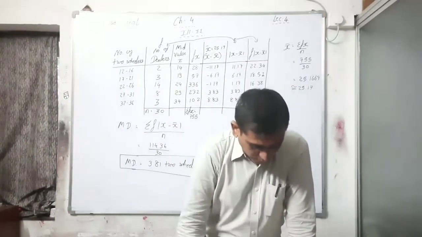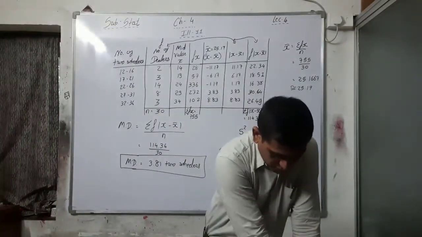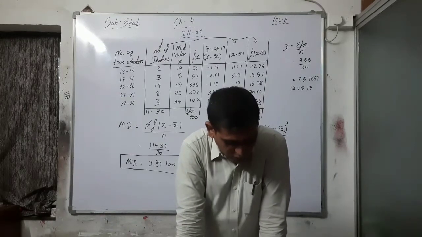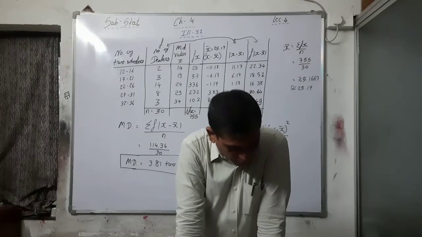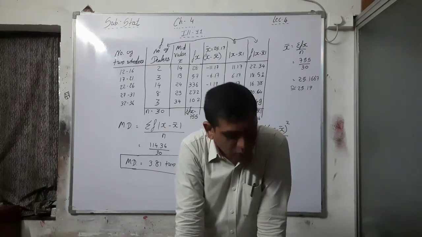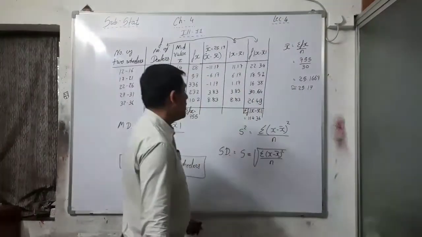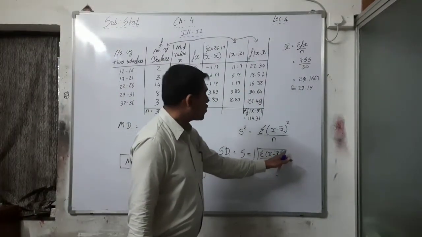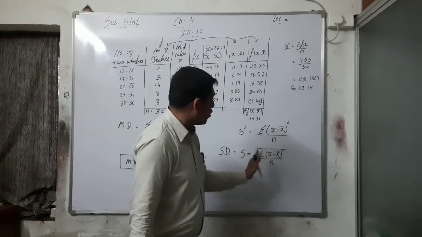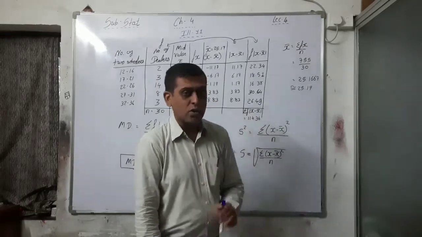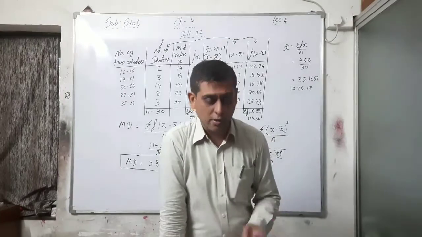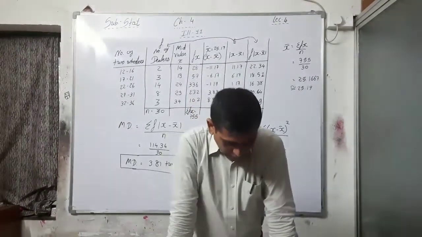The well-known statistician Karl Pearson defined the standard deviation as the positive square root of the mean of the squares of deviations measured from the mean. That means deviations taken from the mean, squared, summed and divided by n, and the square root of that is our standard deviation. This is the definition in words given by Karl Pearson.